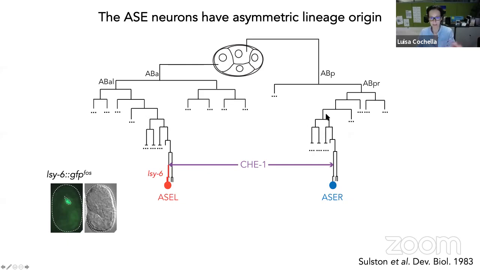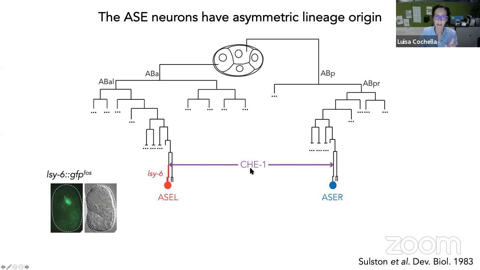So at some point, these two lineages become symmetric again, and they give rise to two sets of cells on both sides of the head of the worm that include the left and the right ASE neurons. And at this point, these two cells start expressing che-1, they adopt the ASE neuronal identity, and shortly after, the left ASE neuron starts expressing lsy-6, and that expression is dependent on che-1.